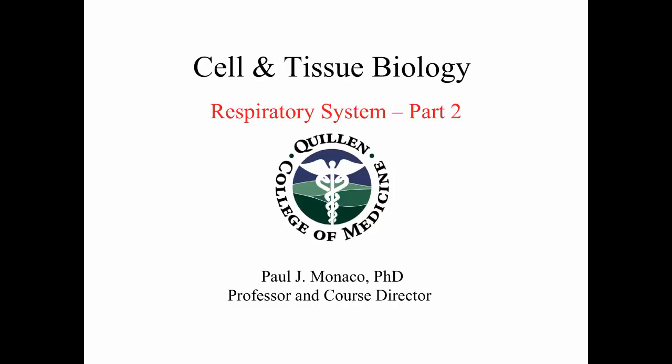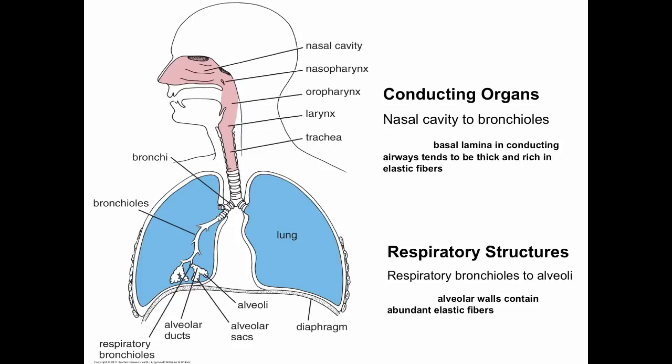This is our second podcast in the series on the respiratory system. Here we're going to talk about the conducting organs to start with. The conducting organs basically are organs from the nasal cavity itself, the nasopharynx, oropharynx, larynx, trachea, bronchi, and even the bronchioles that are in the lungs.